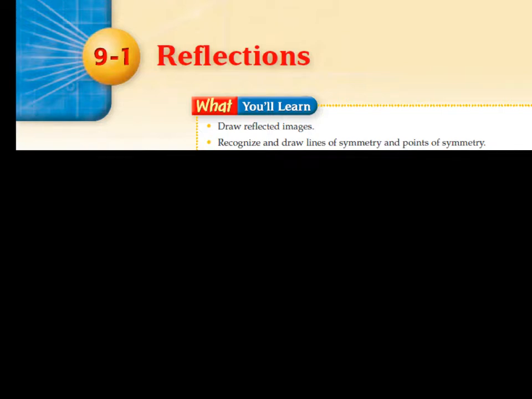The topic of Lesson 9.1 is reflections. You will draw reflected images and recognize and draw lines of symmetry and points of symmetry.